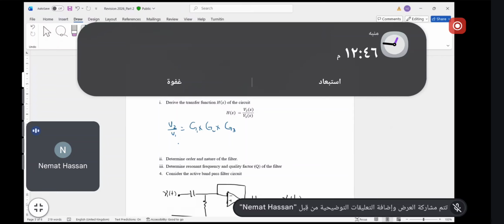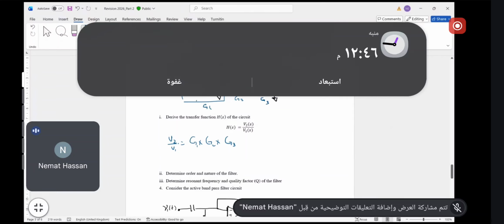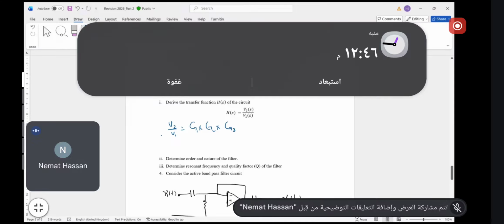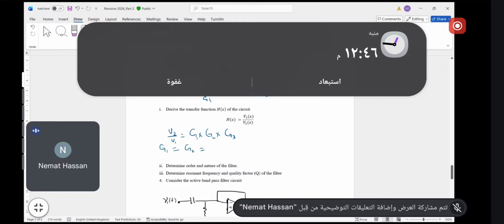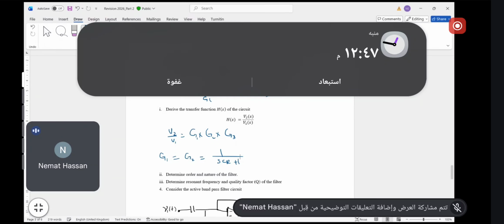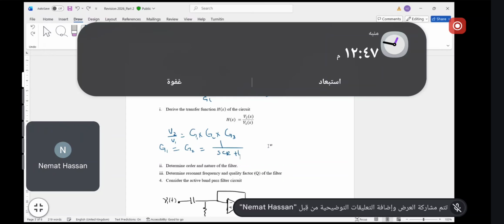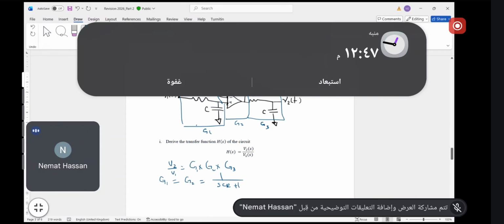We know that these are 2 low-pass filters with the same values of components R and C, right? So gain 1 is equal to gain 2, equal to what? A low-pass filter gain, which is 1 over SCR plus 1. And this you can derive by just taking this and using the voltage divider rule, right? And then let's look at the amplifier bit. If you look at the amplifier, is it inverting or non-inverting?